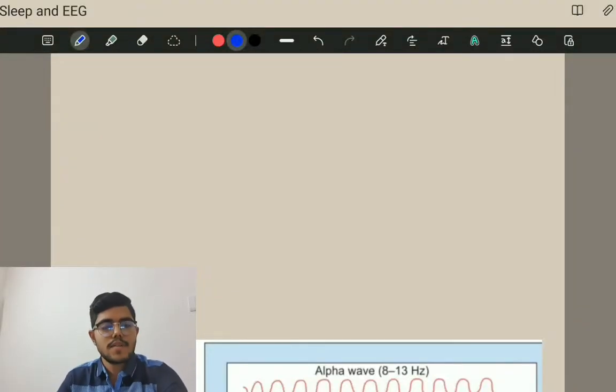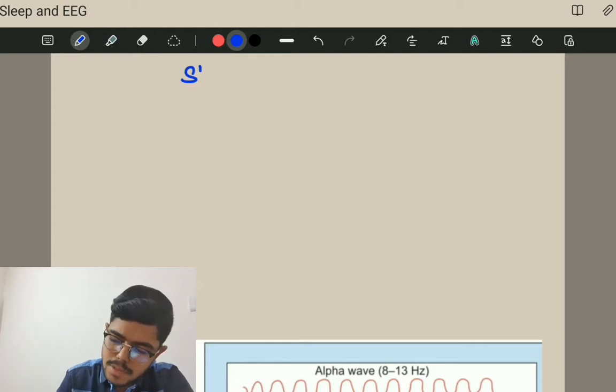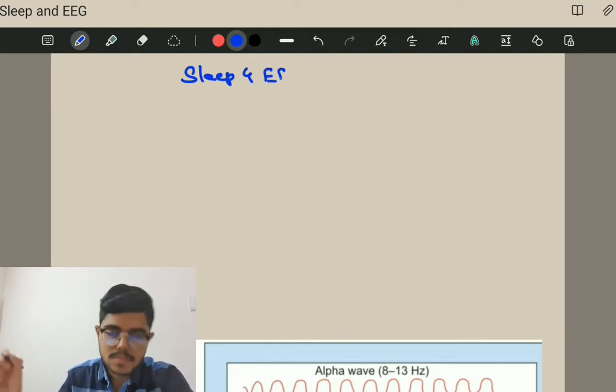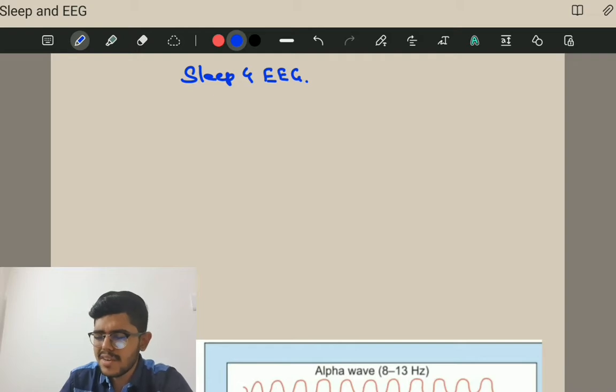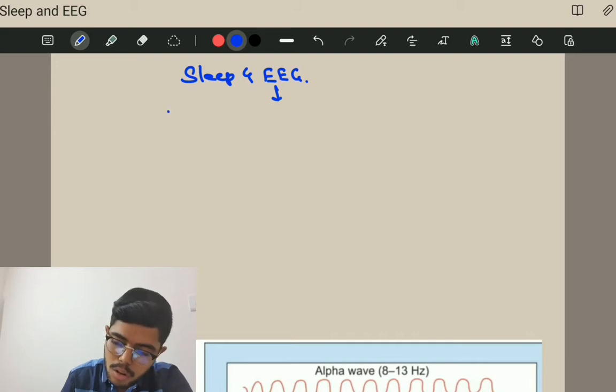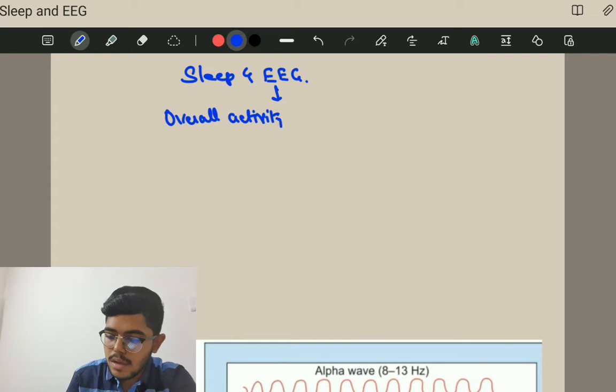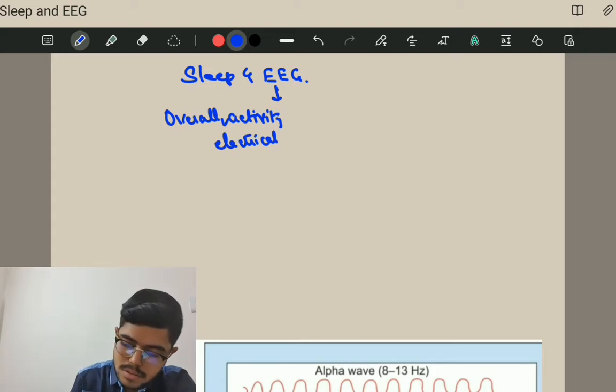Welcome guys. So today we'll be starting with a new topic that is called sleep and EEG. Often in exams we get confused with the terms EEG and ECG. This is electrocardiogram and this is called electroencephalogram. Now this electroencephalogram represents the overall electrical activity in the brain.